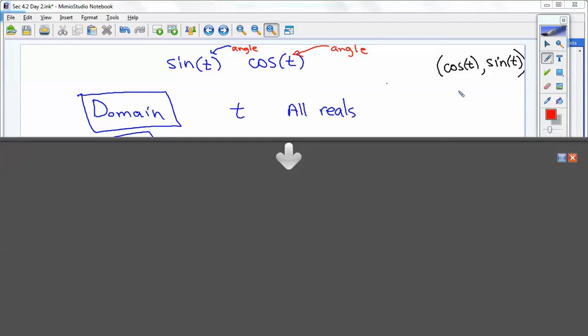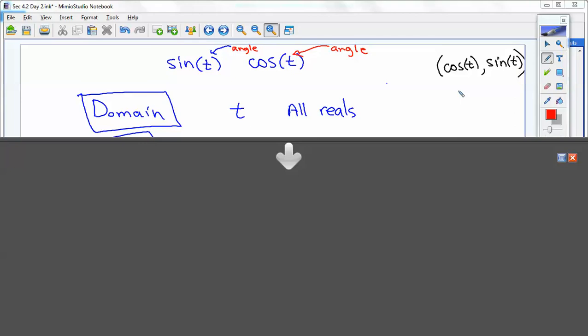What's the littlest? Look at your unit circle. What's the littlest that the x-coordinate can be on the unit circle? -1. What's the biggest x can be, the x-coordinate? +1. So cosine, the littlest and the biggest the cosine can be is -1 to 1.